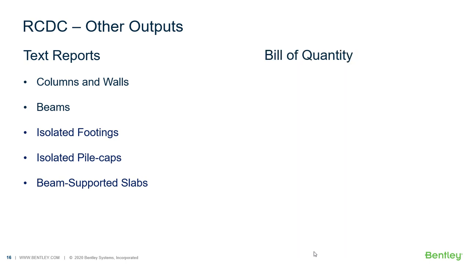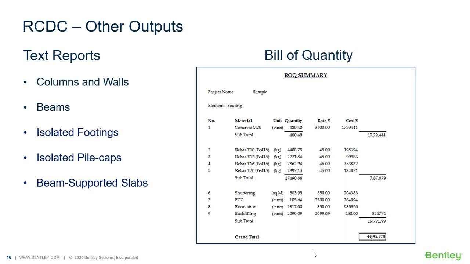It will also generate bill of quantity. There are different types of bill of quantity. There is a summary, there is a reinforcement-type-wise quantity, level-wise quantity, and so on. So different elements, different methods of presentation. Along with quantities, it will also give you the quantity of shuttering. In case of foundation, it will give you the quantity of PCC, excavation, and so on. So this, in short, is what RCDC does.